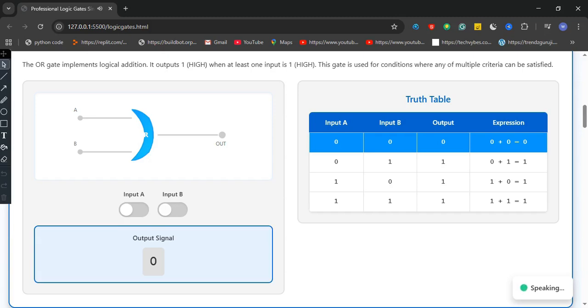The truth table shows that when both inputs are 0, output is 0. But when either input is 1, or both are 1, the output becomes 1. OR gates are used in alarm systems, interrupt handling, and creating logic where any of several conditions can trigger an action.